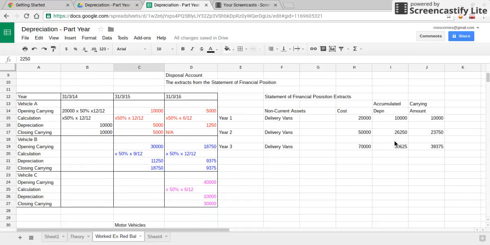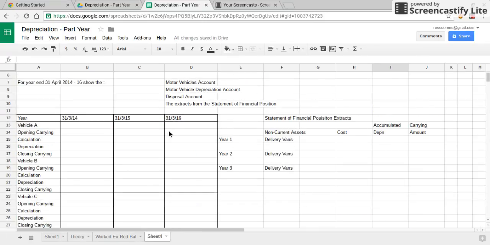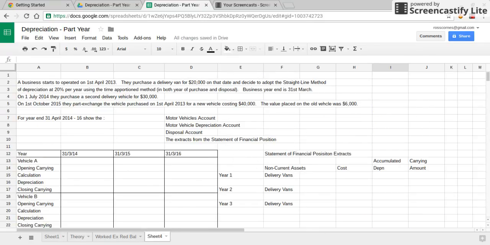Very quickly up there, you can also see the statements of financial position for each year. Right, I've got a question for you to do. The question for you to do is actually a straight line one, so it should be more simple. Good luck.